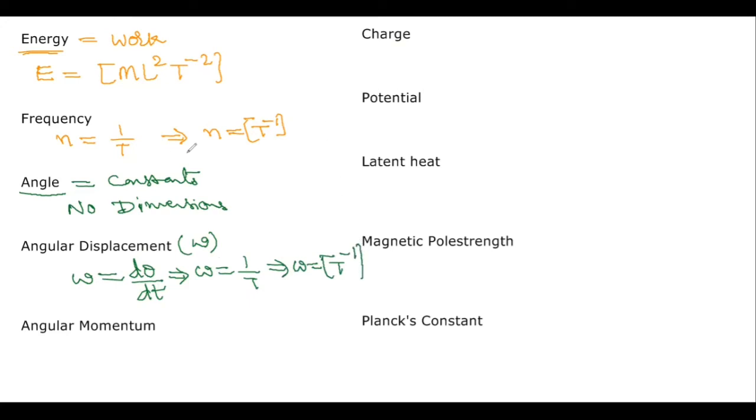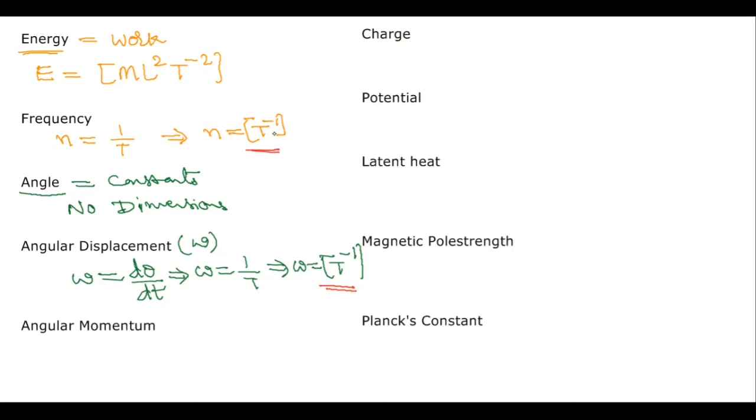Just check it. Here frequency you got T power minus 1. Omega also you got T power minus 1. Means different physical quantities have the same dimensional formula. So the same dimensional formula for different physical quantities is also possible.